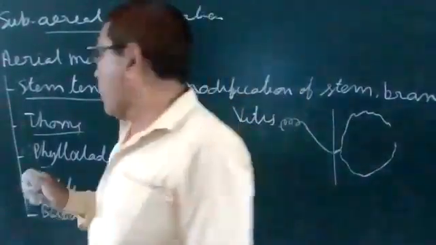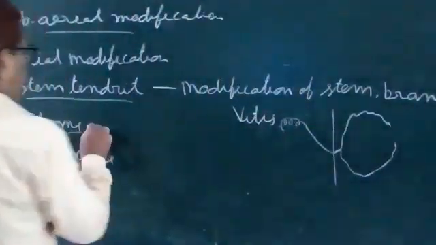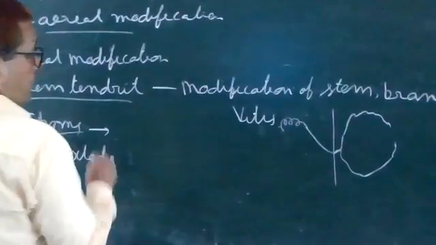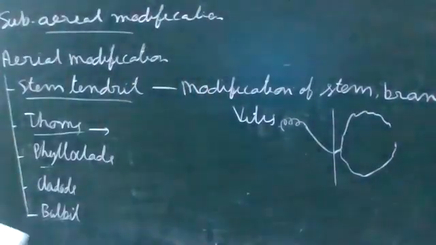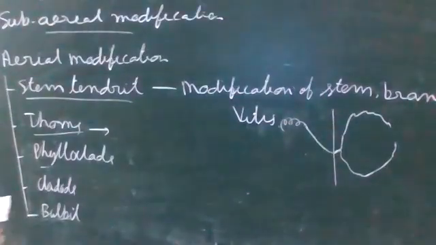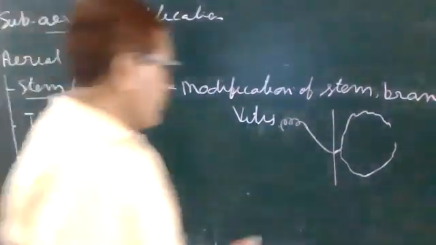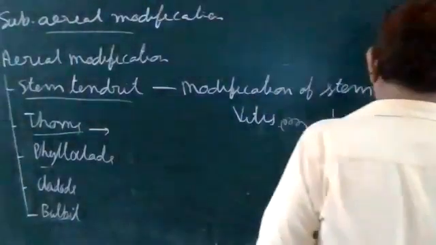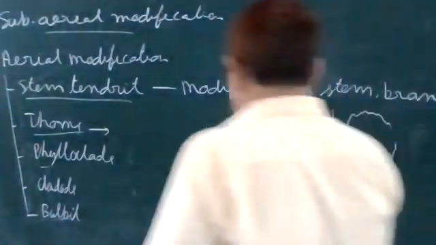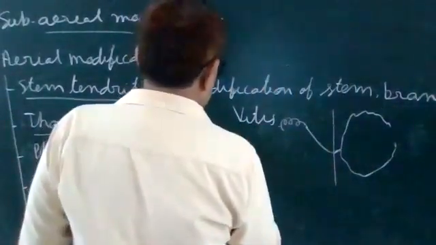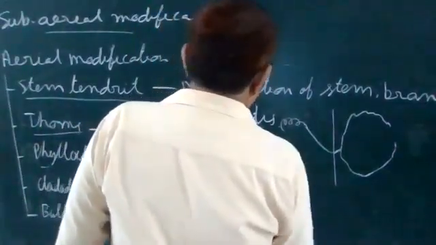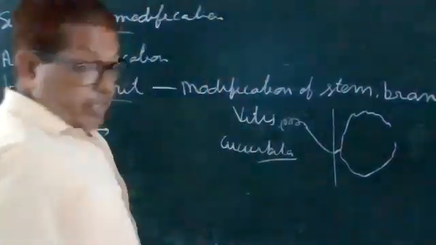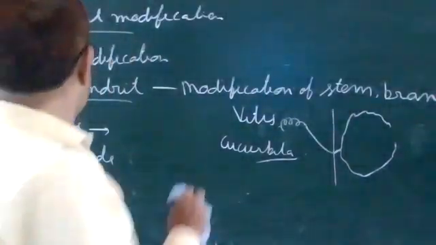Now next one is thorn. As examples we write Cucurbita and Cucurbita, etc.